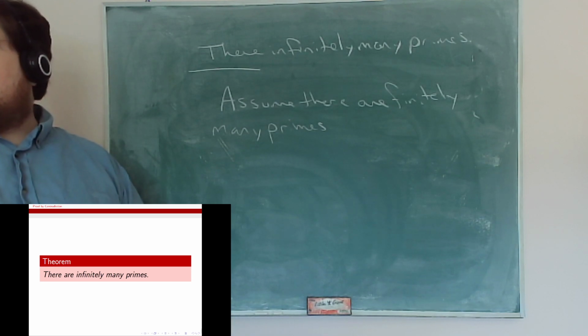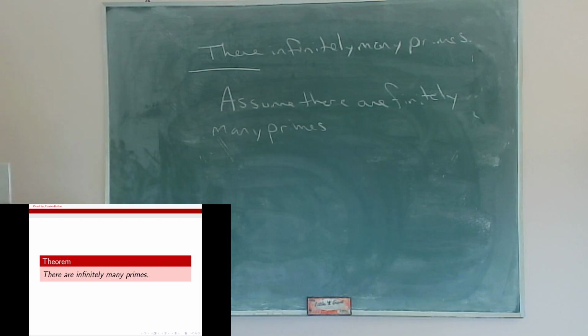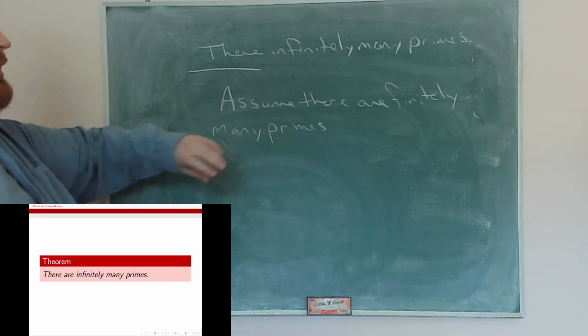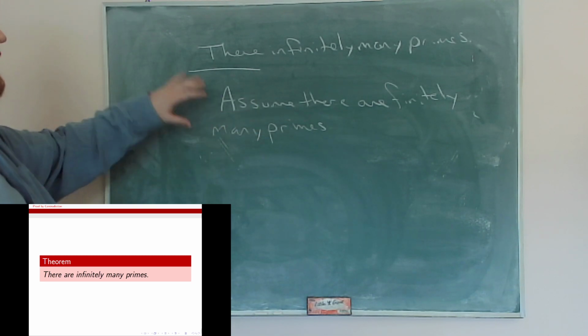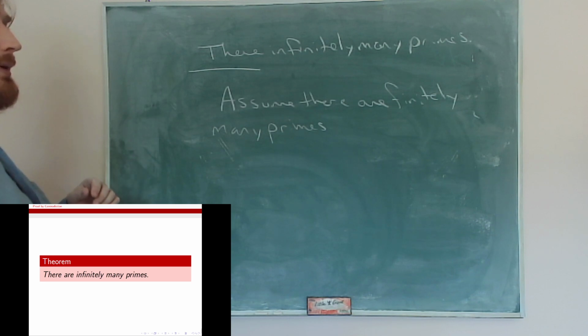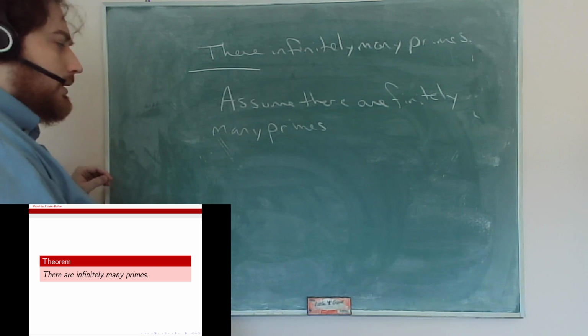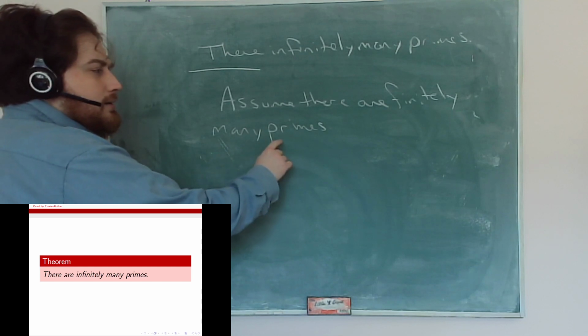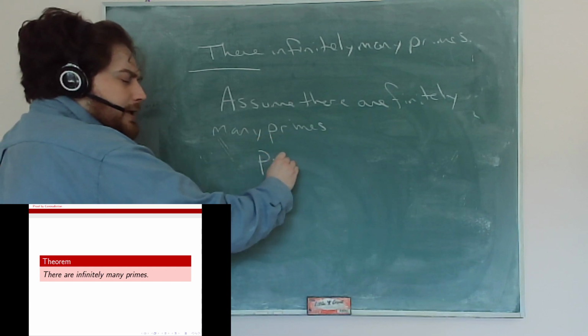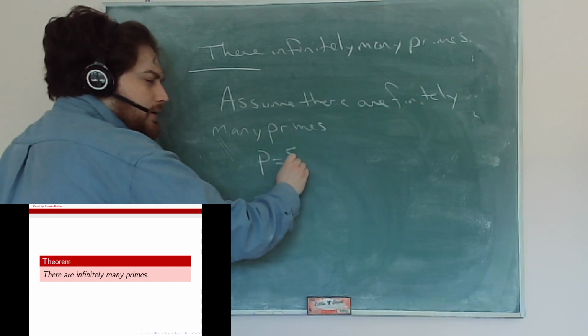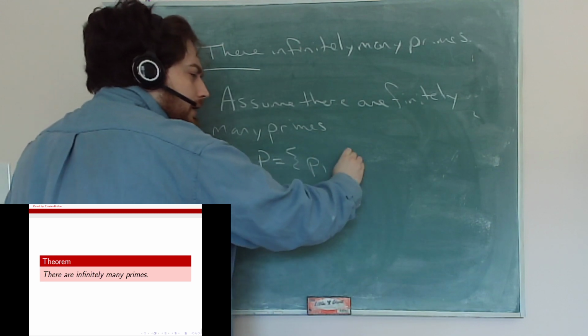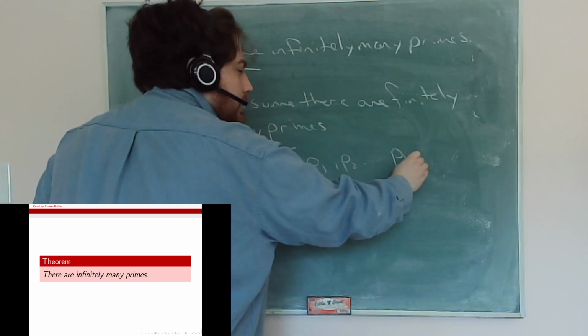Alright, I don't know where this contradiction is going to come from, but somewhere along the way we're going to end up assuming something, and we're going to get something that can't be the case. So the first thing we notice, since there are finitely many primes, is I'm just going to let P be the set of all primes. Let's say P1, P2, all the way out to P sub k.